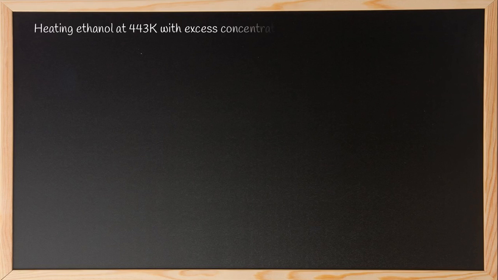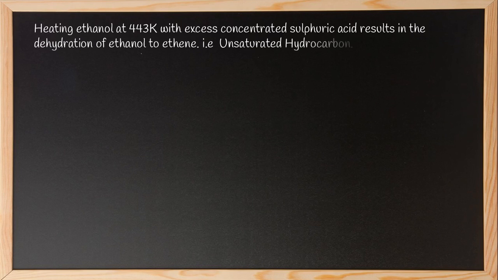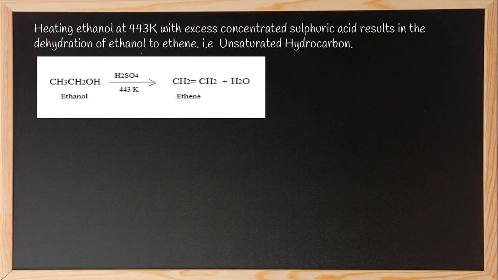Heating ethanol at 443 Kelvin with excess concentrated sulfuric acid results in the dehydration of ethanol to ethene, that is an unsaturated hydrocarbon. Whenever you heat ethanol with excess concentrated sulfuric acid at a particular temperature of 443 Kelvin, ethanol will dehydrate to form ethene, which is an unsaturated hydrocarbon. That means it contains a double bond. So the reaction is as follows.